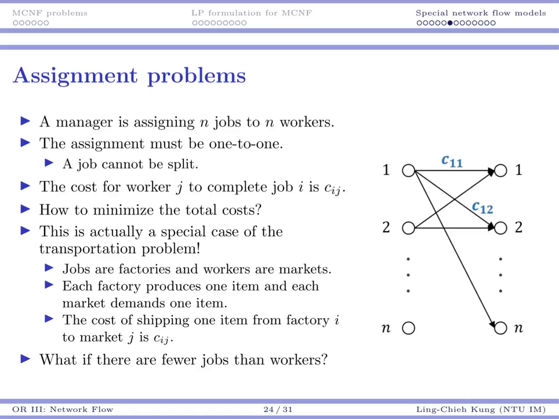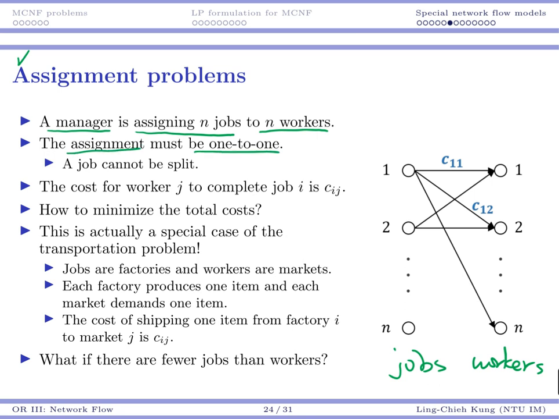Our next type is the assignment problem. This seems to be very similar to transportation, but there are still some differences. Let's say there is a manager who is assigning n jobs to n workers. So you have jobs here and you have workers here. And then the assignment must be 1-to-1.